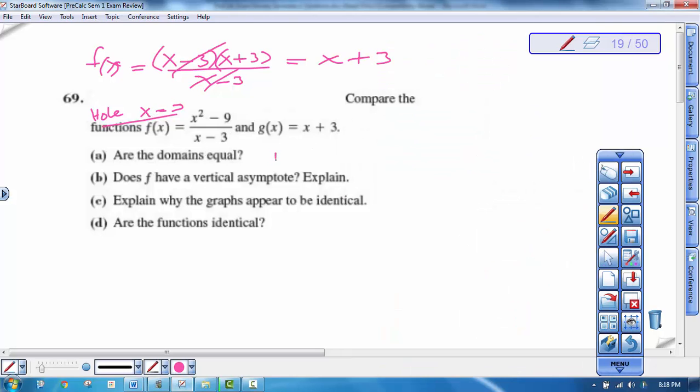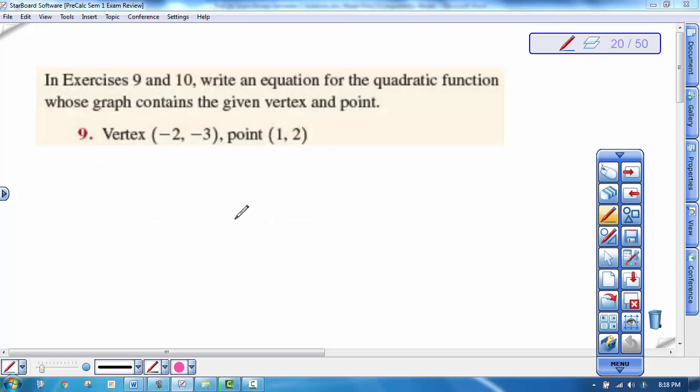So to quickly answer these questions, are the domains equal? No, because this is all real numbers, and this is all real numbers except 3. Does f have a vertical asymptote? No, it's got a hole though. And then explain why the graphs appear to be identical. Well, because they're basically the same line, except for this one point. So are the functions identical? No. They have a discrepancy at x equals 3, basically, is what you could say for that.